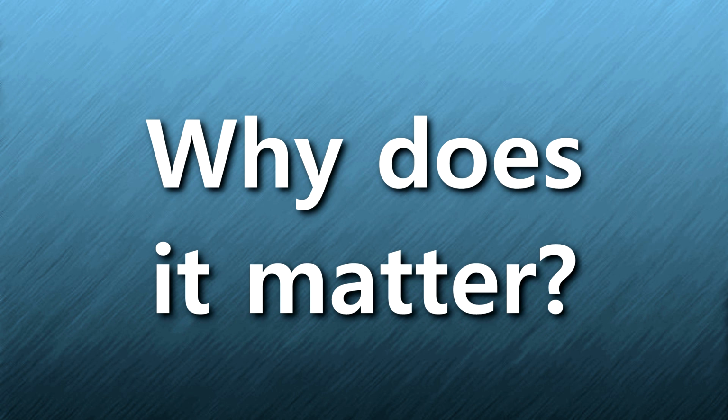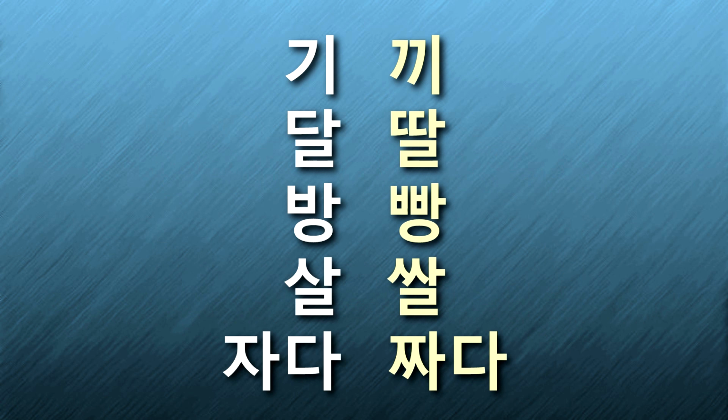And you might be wondering, why is it important to distinguish regular consonants and double consonants if they sound so similar to each other? Well, to a Korean ear, these sounds are quite different, and using the wrong sound can change the meaning of a word. For example, gi means energy or power, while gi means a meal. Tal means the moon, but dal means daughter. Pang means a room, but bang means bread. Sal means flesh, but sal means uncooked rice. And chada means to sleep, but jada means to be salty.